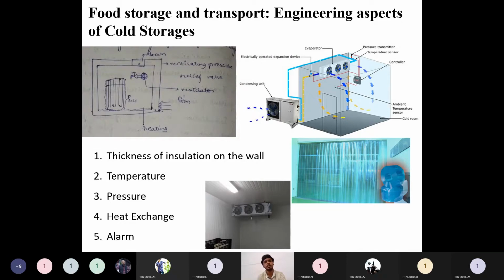In our household also, we have a false ceiling. A false ceiling is nothing but an insulating material, and that insulating material we have to provide. How much thickness we have to provide will depend on whatever cold environment is required inside this cold storage.